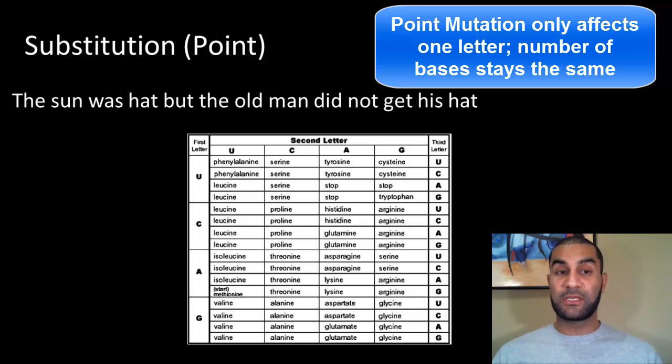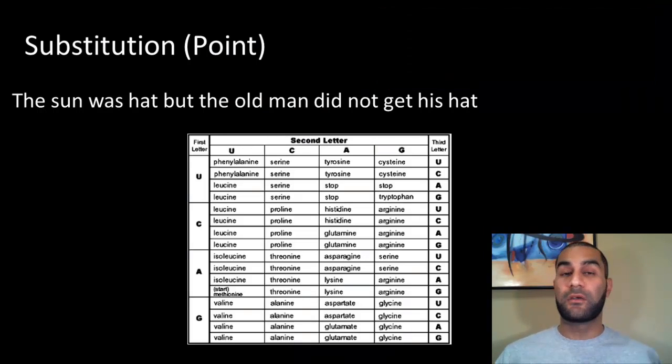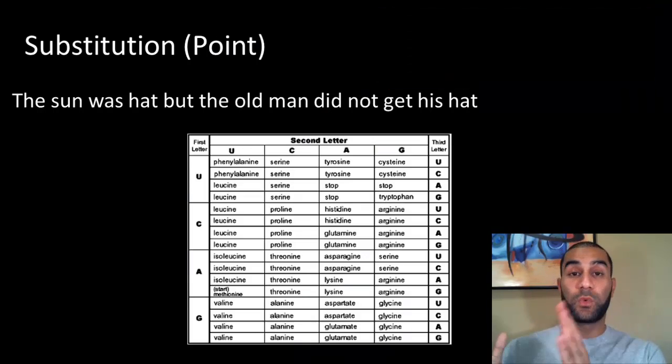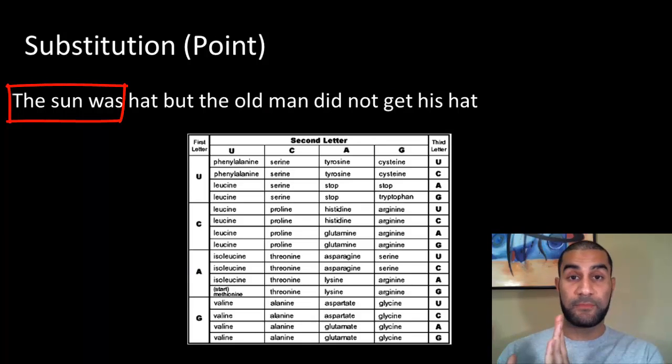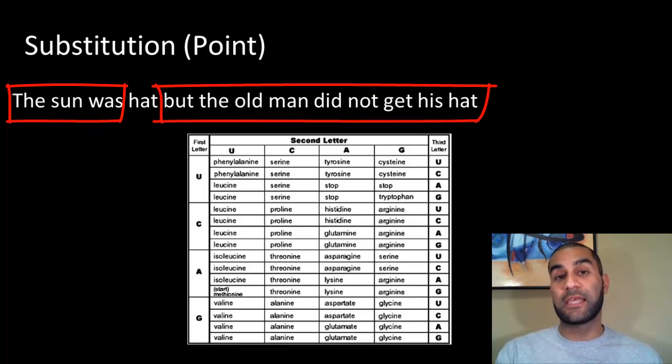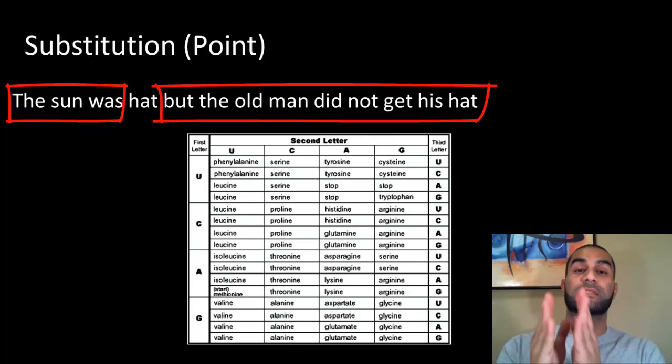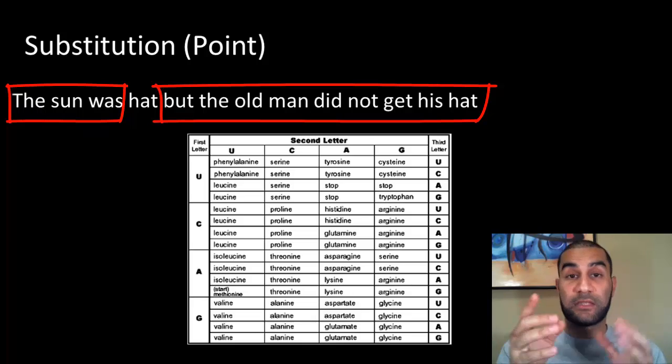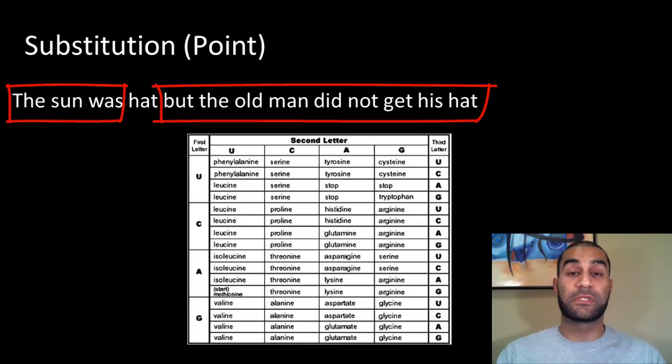So as you can see here, the words before and after the spot where the substitution happened are not affected at all. You can see the sun was, those first three words are the same as they were in the original line, and then after the change from hot to hat, it's the same sequence that follows, but the old man did not get his hat. That sequence didn't change either. So now all of that part stayed as it is. The only area that was affected is that one particular letter, and then the one particular three base sequence that comes with it.